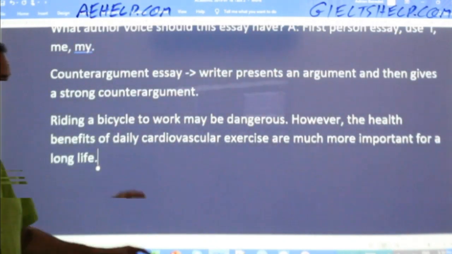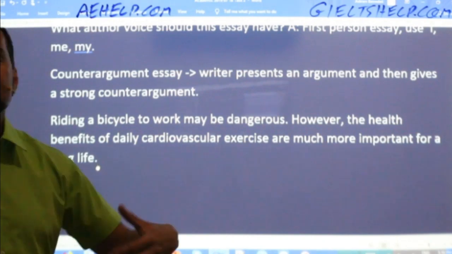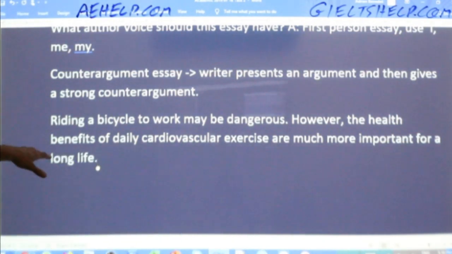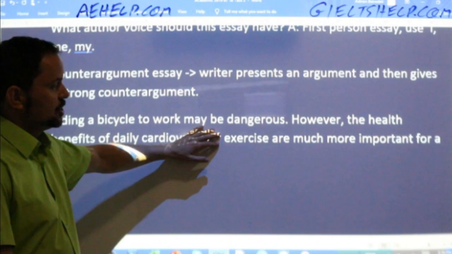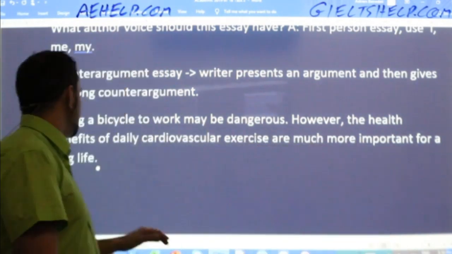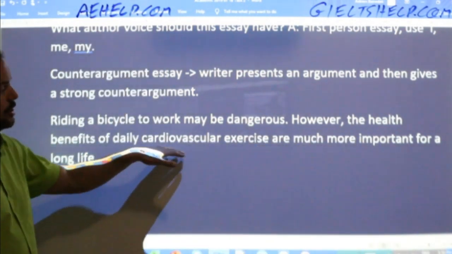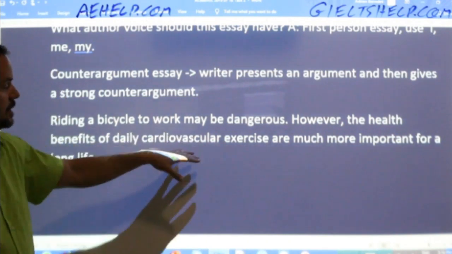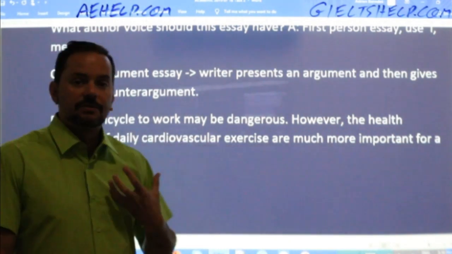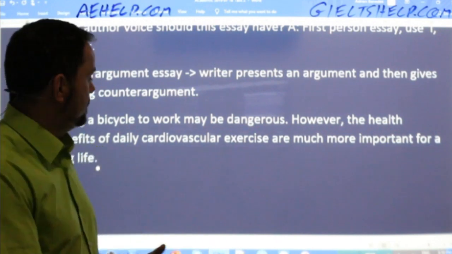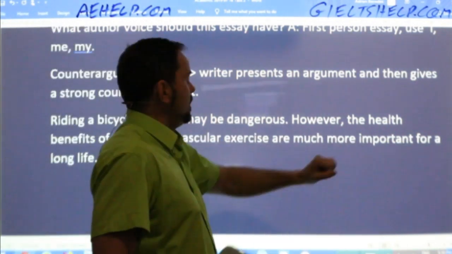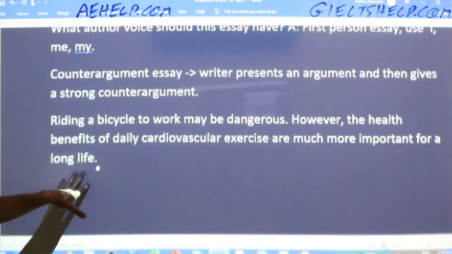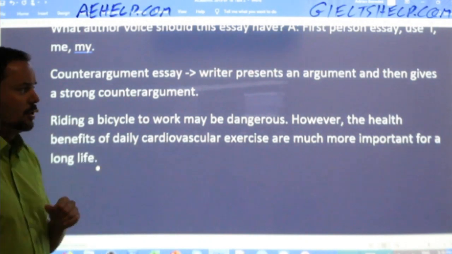So this is a very simple example. It's taken out of context. Riding a bicycle to work may be dangerous. However, the health benefits of daily cardiovascular exercise, that means moving the muscles of the heart and the arteries, are much more important for long life, okay? Or for a long life.